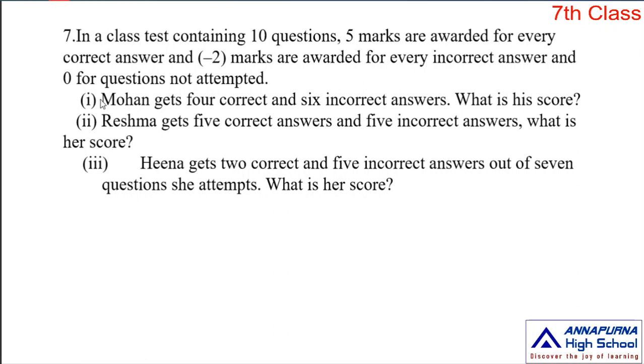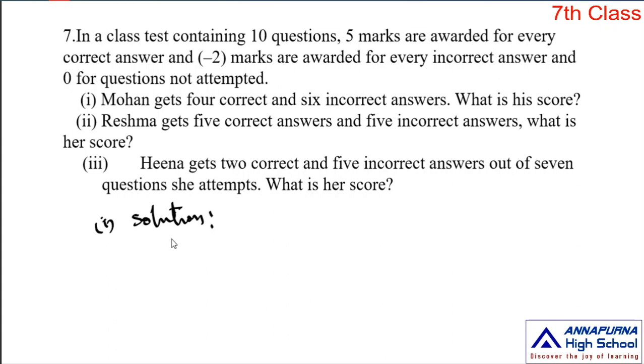So let me do the first one. Third one also: Hina gets 2 correct and 5 incorrect out of 7 questions she attempts. What is her score? Here, Hina gets 2 correct and 5 incorrect. 2 plus 5, 7. What about the other 3? So she has not attempted. So what is her score? Let me explain one by one. The first one is, first one solution.